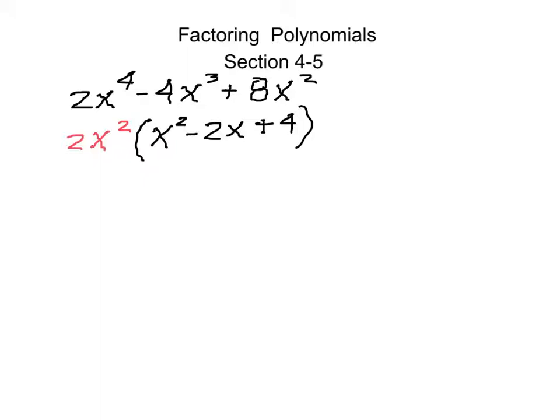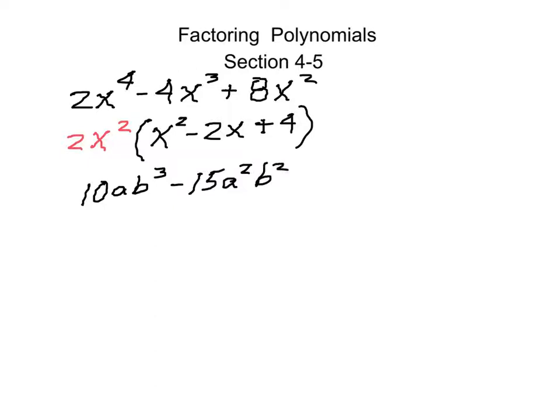Let's look at another example here. Let's say we've got 10ab to the third minus 15a squared b squared.